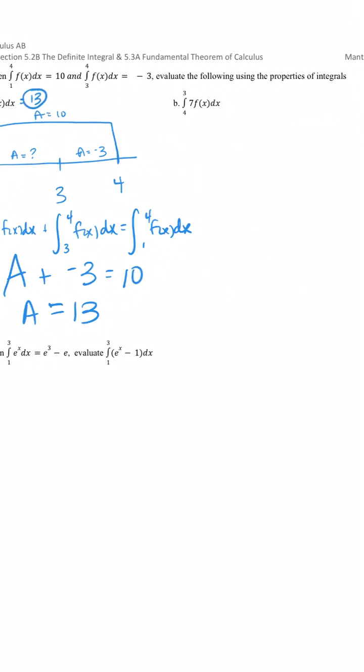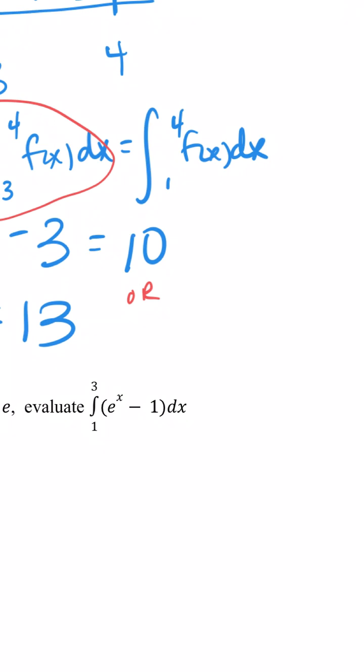Okay, so similarly, you could have just moved this term to the other side and written it, I'll write it a little bit smaller here maybe if I can. The integral from 1 to 3 of f of x dx is equal to the integral from 1 to 4 of f of x dx minus the integral from 3 to 4 of f of x dx, right? That's basically what we did.